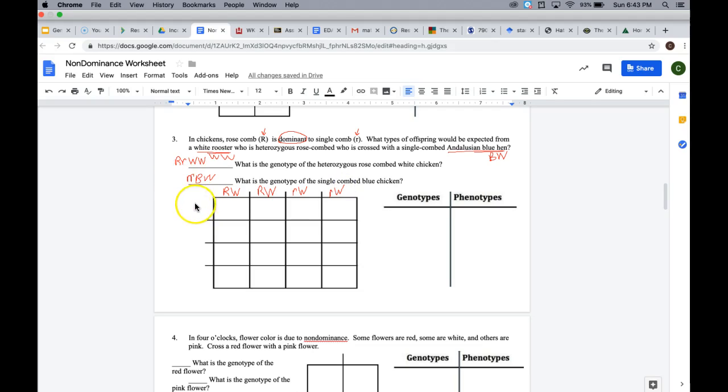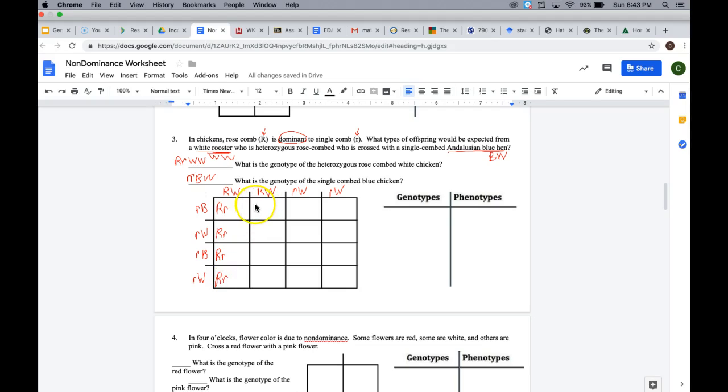Then we got to go here. So little r, B, little r, W, little r, B, little r, W. Okay, so I'm going to do this one for you. The rest of them, I'm just going to show you the genotypes, and then you can work the Punnett squares yourself. But here we're going to go big R, little r, big R, little r, big R, little r, big R, little r.